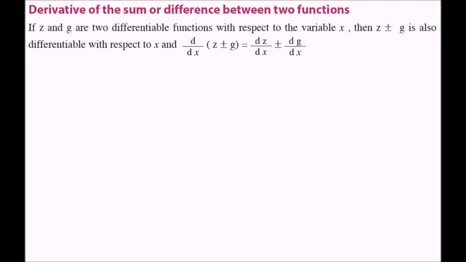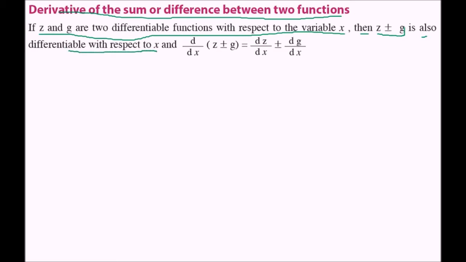Derivative of the sum or difference between two functions. If z and g are two differentiable functions with respect to the variable x, then z positive or negative g is also differentiable with respect to x, and d by dx for z positive or negative g is equal dz by dx positive or negative dg by dx.